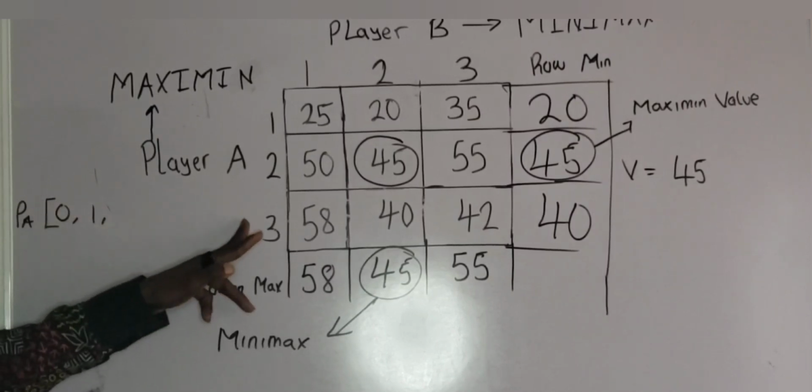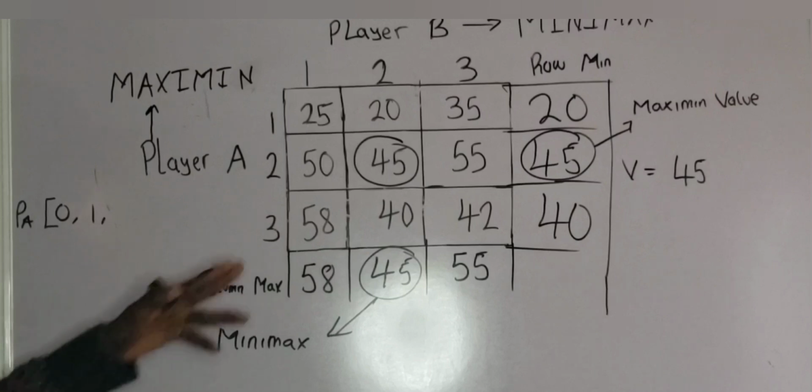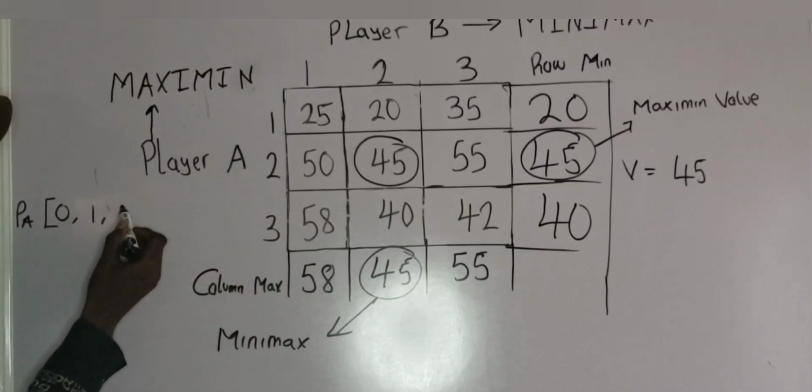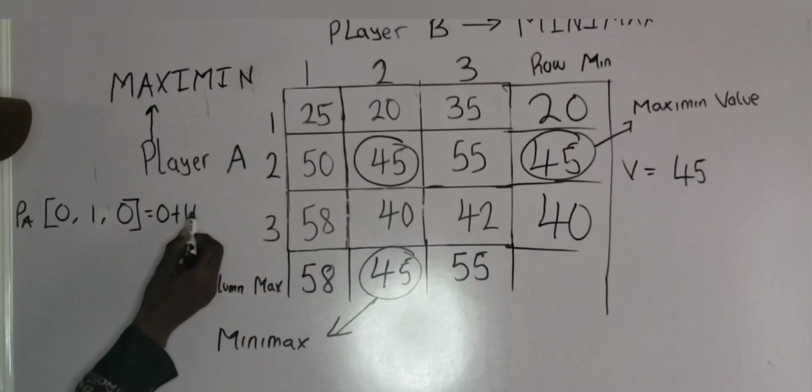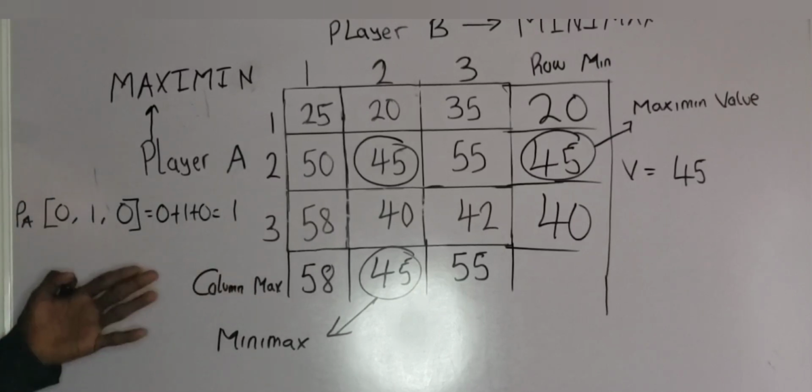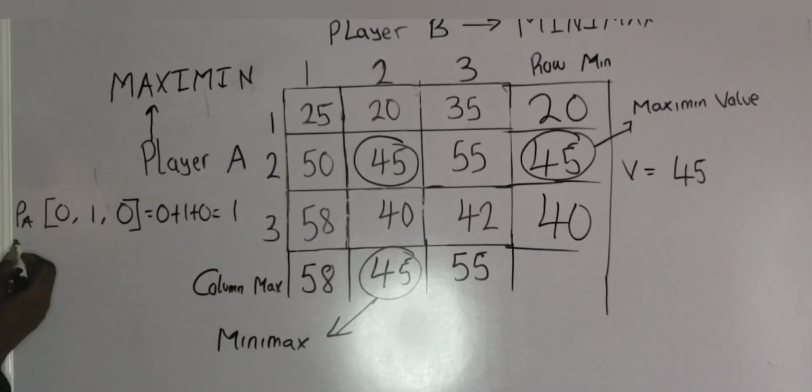Then for the third strategy, since player A is not going to select the third strategy, I'm going to have 0 as the probability. So for this, I'm going to have 0 plus 1 plus 0. This is what? 1. So the sum of the probability is what? 1. So let's say for player B.